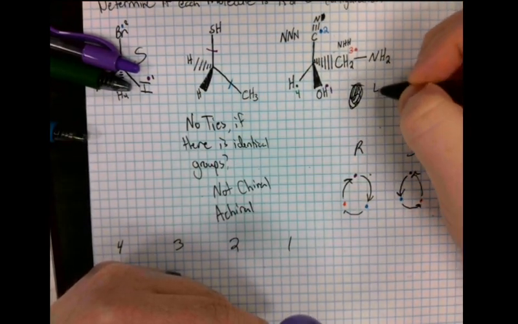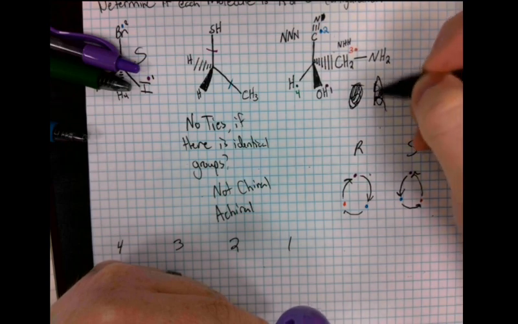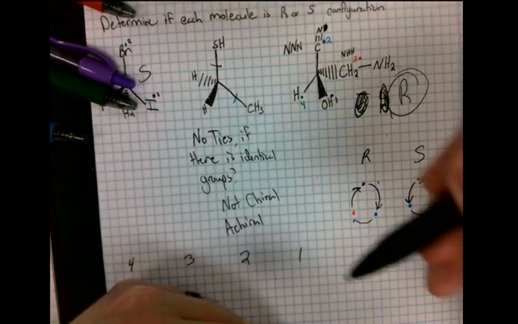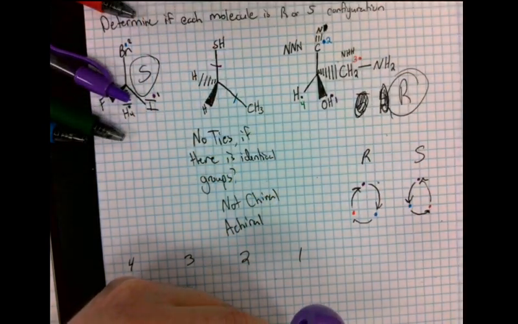I don't know why I did 5. I almost did it again. Numbers and letters are hard. R configuration, and just like this one was an S configuration.